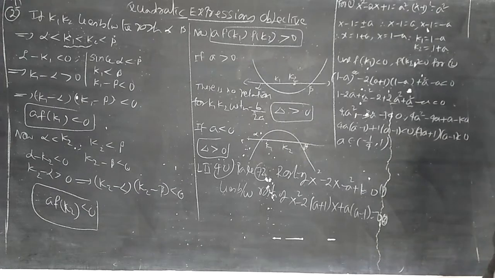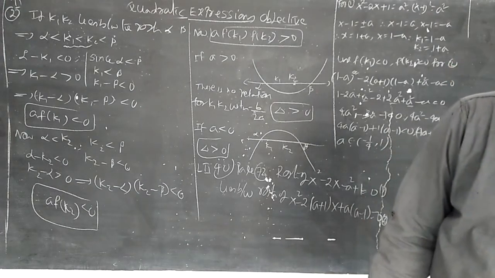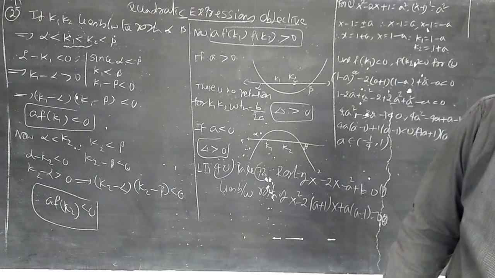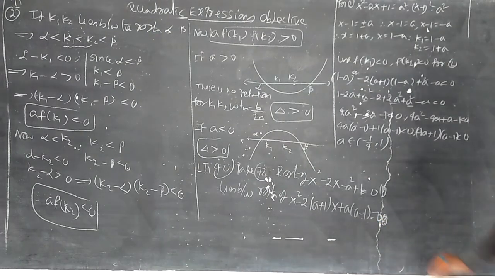Yeah, this is the less than 0 concept. The option is there: minus 1 by 4 comma 1. Question 40, second option we got.